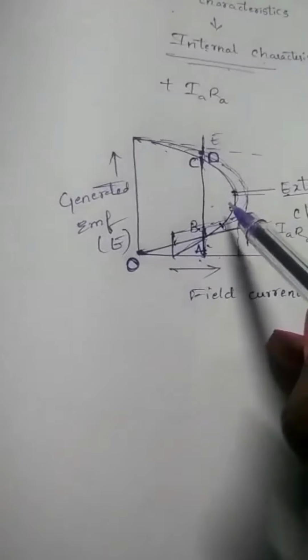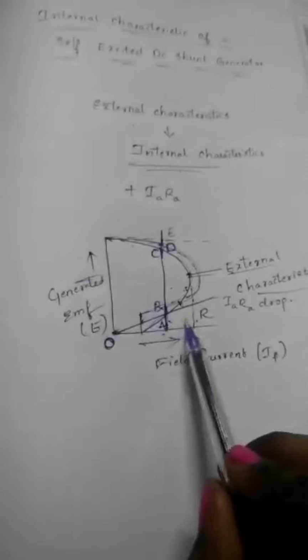So in this way we can add different armature resistance drops for the various points of the external characteristics, and in this way we can obtain the internal characteristics. In this figure we can see the internal characteristic curve. This is the internal characteristics curve.